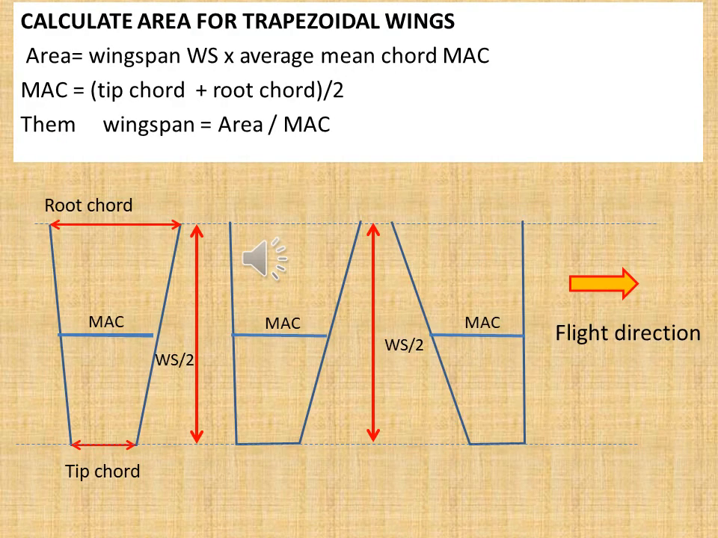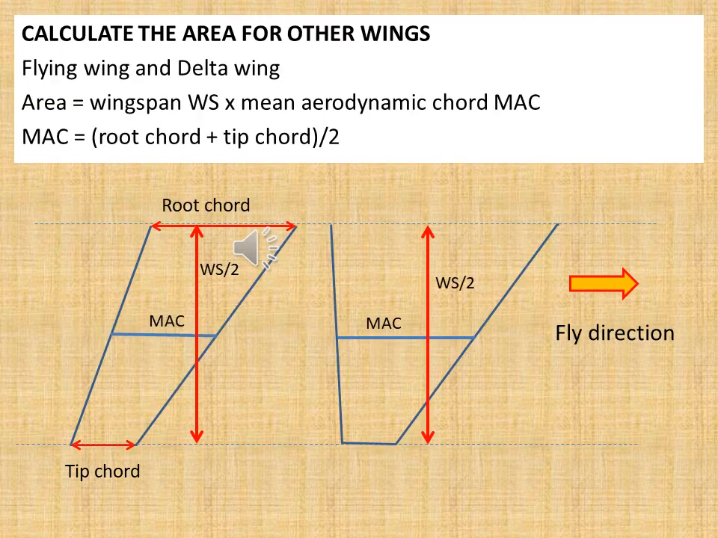Calculate area for trapezoidal wings. Area equals wingspan multiplied by mean aerodynamic chord, or MAC. MAC equals tip chord plus root chord, divided by 2. Then wingspan equals area divided by MAC.